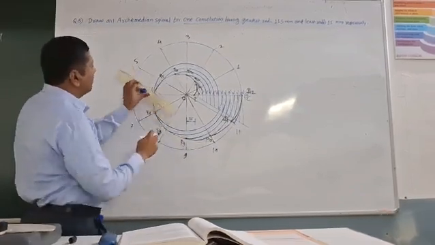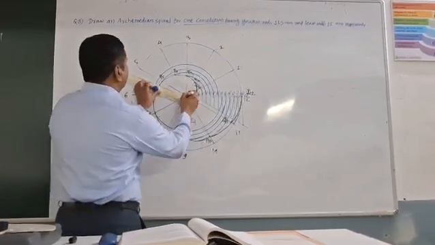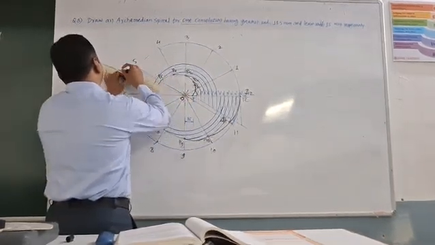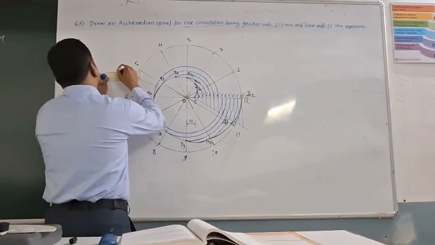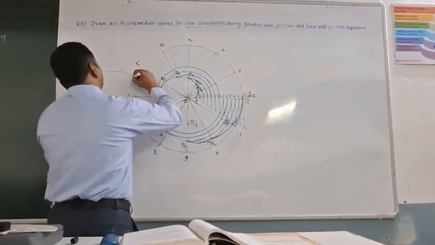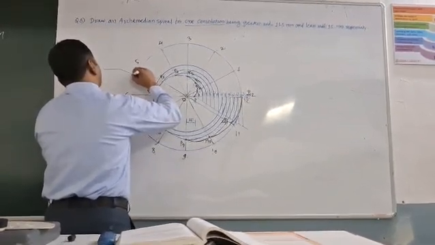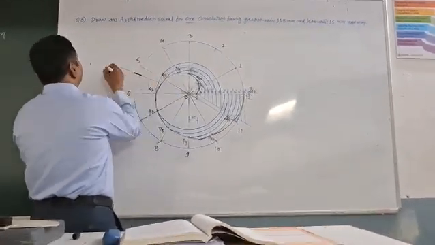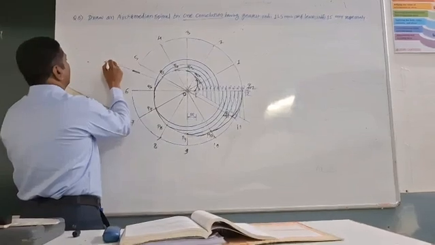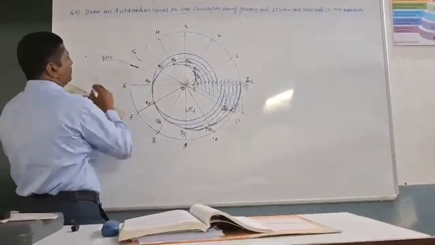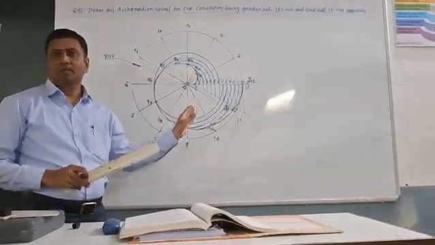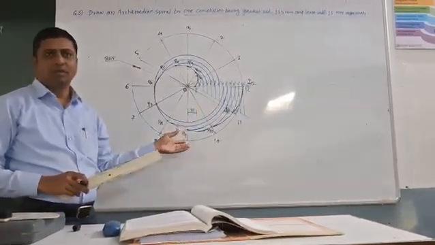Now we have to give the dimensions. Already 15 we have given. Just give the dimension for this greatest radius. This is my R1. This way we have to complete the Archimedean spiral. Understood? Okay. So draw it.